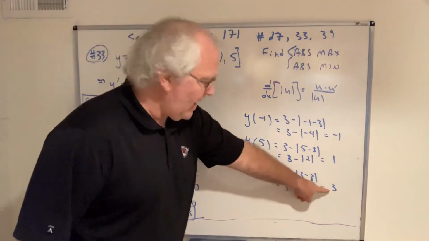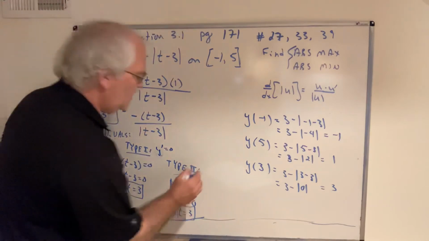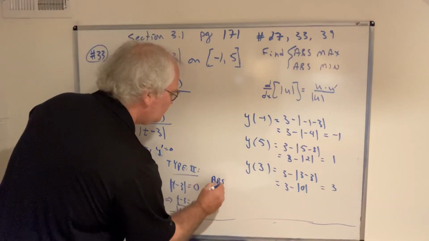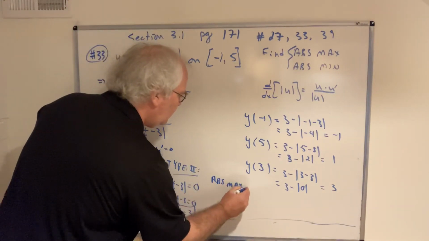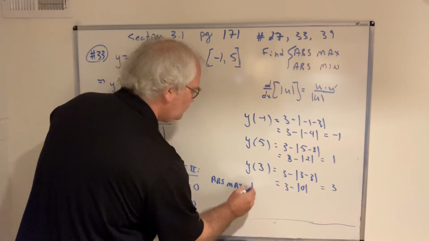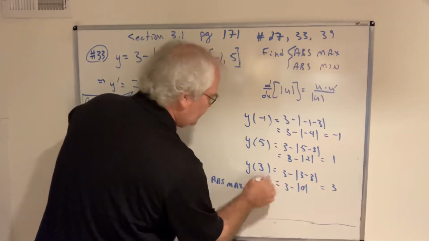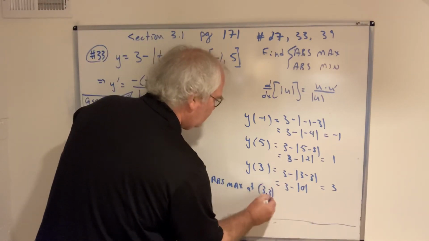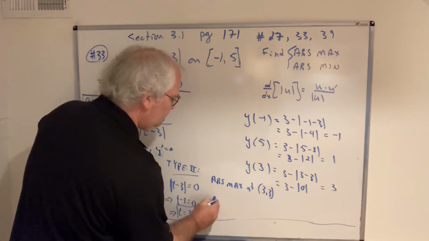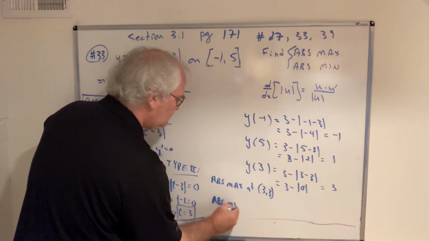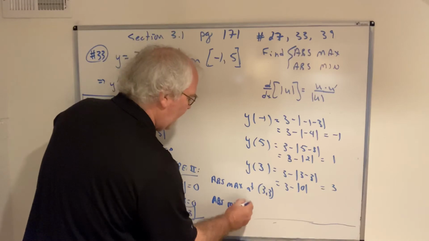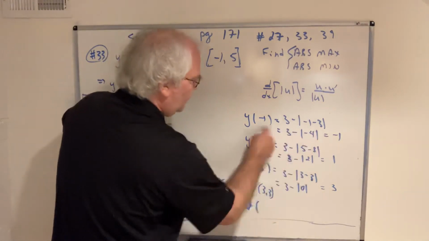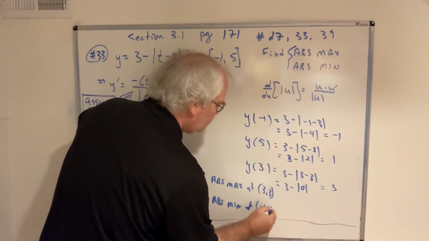So absolute max, absolute min, and we're out. Absolute max at maximum is 3, so that's 3 comma 3. Absolute minimum is at -1, so it's -1, -1.